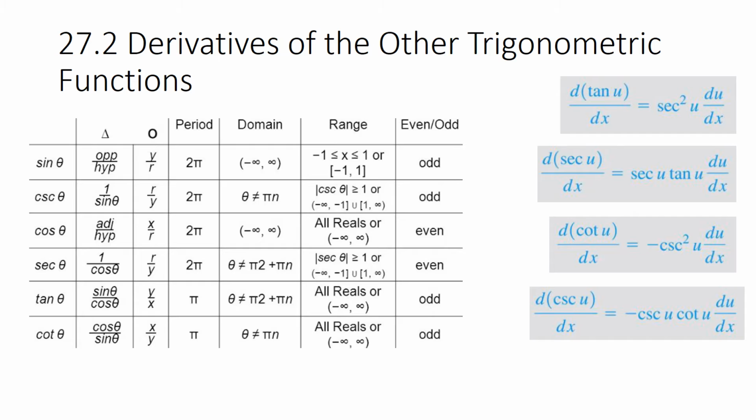The other trigonometric functions all have derivatives, and I've included a table here so you can see the derivatives of common trigonometric functions. So you can see here that the derivative of the tangent is the secant squared. The derivative of the secant is the secant multiplied by the tangent. The derivative of the cotangent is the negative cosecant squared. And the derivative of the cosecant is negative cosecant times cotangent.